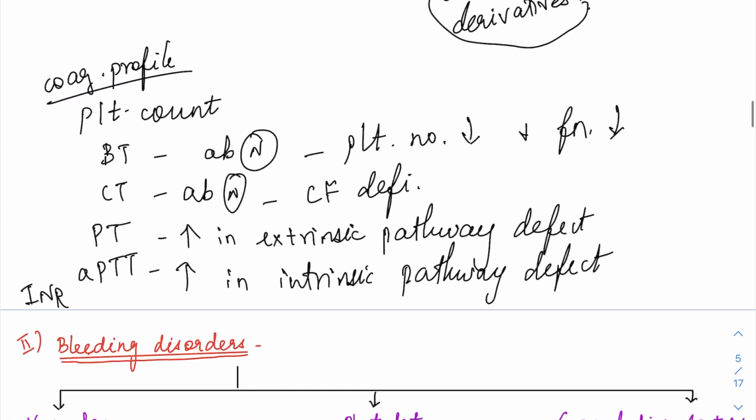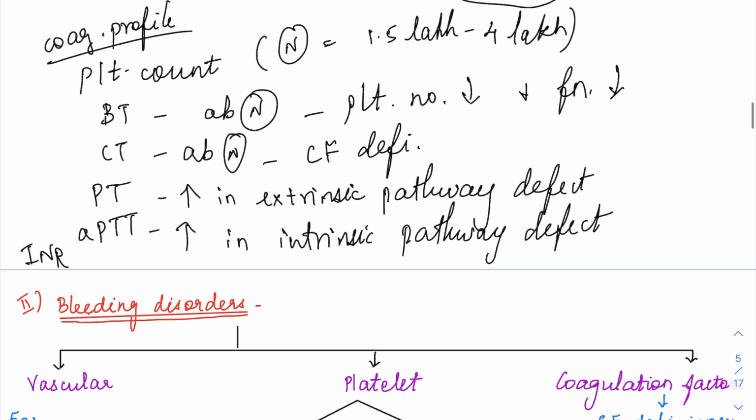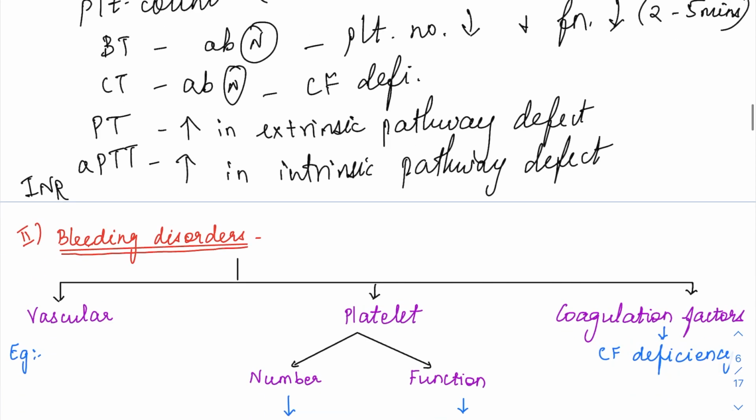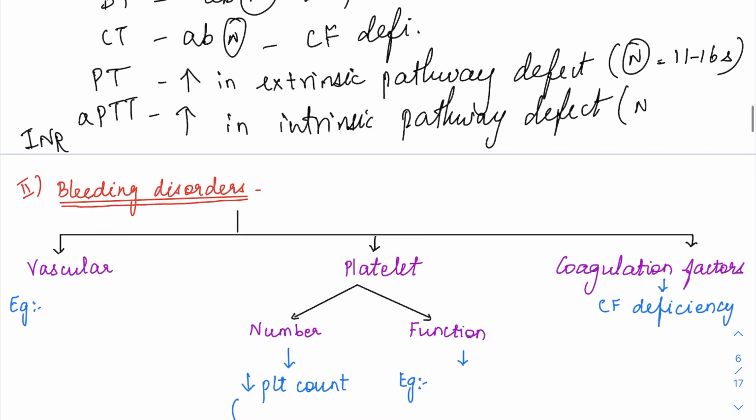The normal platelet count is 1.5 lakh to 4 lakh. Less than 1.5 lakh causes thrombocytopenia and a bleeding disorder. Bleeding time varies with the method, but usually remember 2 to 5 minutes as the normal range in the IV method. Clotting time, they usually don't mention. For PT, normal is 11 to 16 seconds. For APTT, the normal is 30 to 40 seconds.